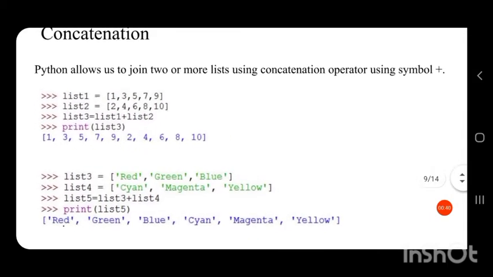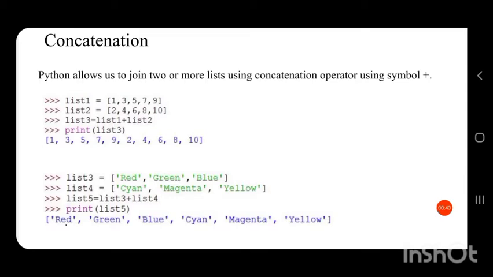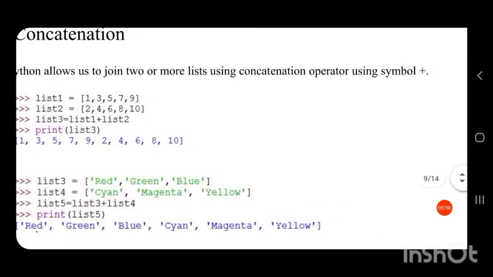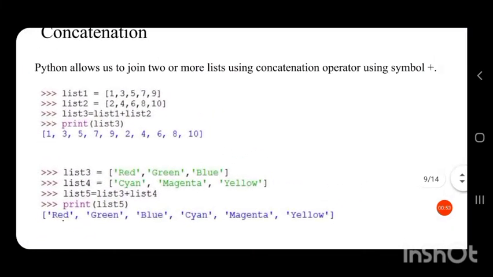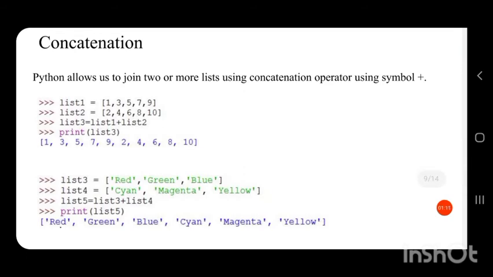Python allows us to join two or more lists using the concatenation operator, the symbol plus. So plus is the concatenation operator. In a list, when we concatenate two lists, we use the operator plus. So in case of lists, plus represents concatenation.